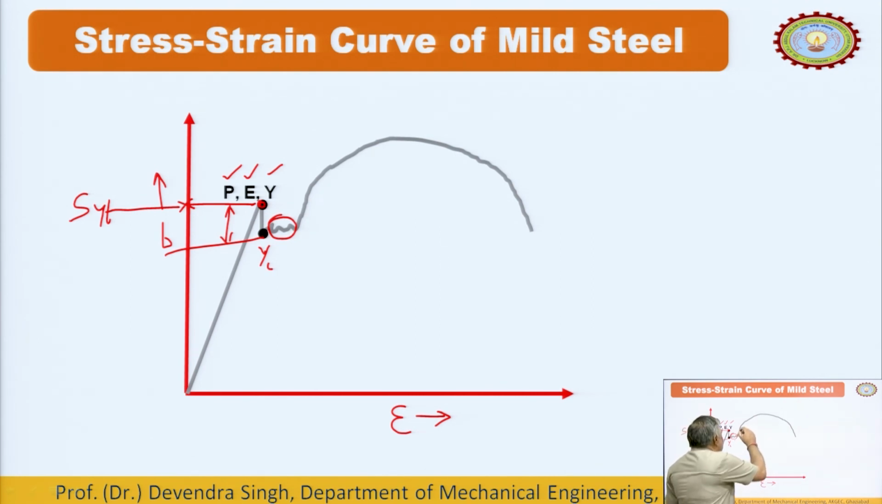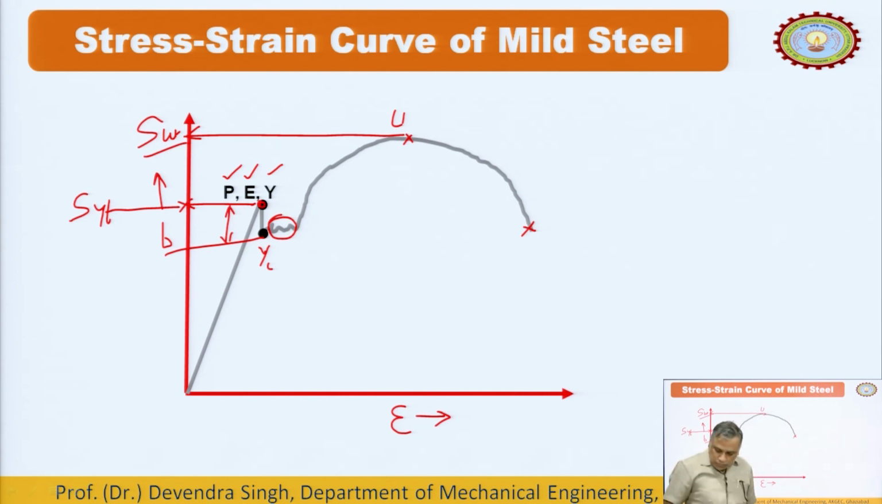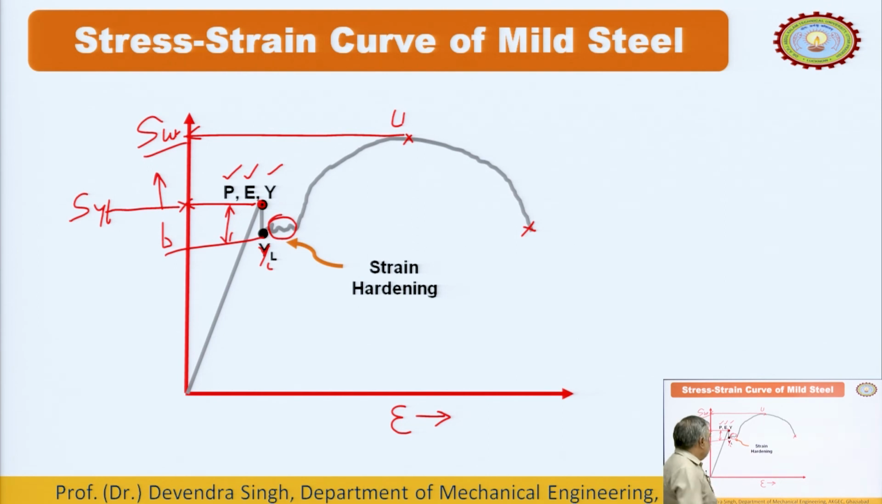The curve will start rising and reaches up to the ultimate point, and beyond the ultimate point necking will start and it will fracture here. This is U, and corresponding to this is called S UT, the ultimate strength in tension. So, this is the curve of the mild steel. Y L is the lower yield point, and then strain hardening, then ultimate point and the fracture point, and this is necking.